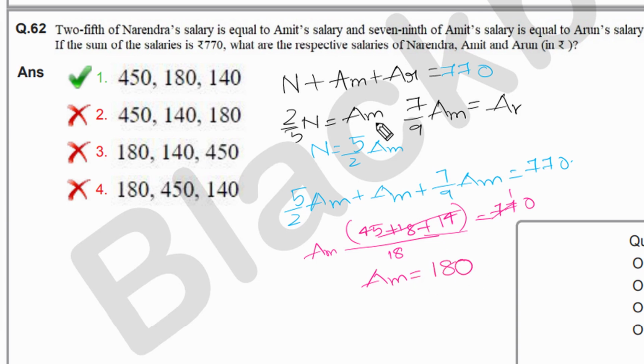Now you just substitute this and you will get the remaining values. From here Narendra's salary becomes 2 9s and 9 5s are 450. Then Arun's salary becomes, just substitute 180, 9 2s are 7 2s are 140. So Narendra's 450, Amit's 180, Arun's 140. This is the answer.